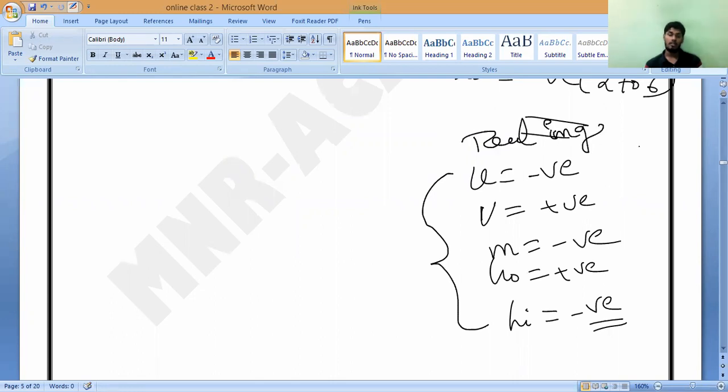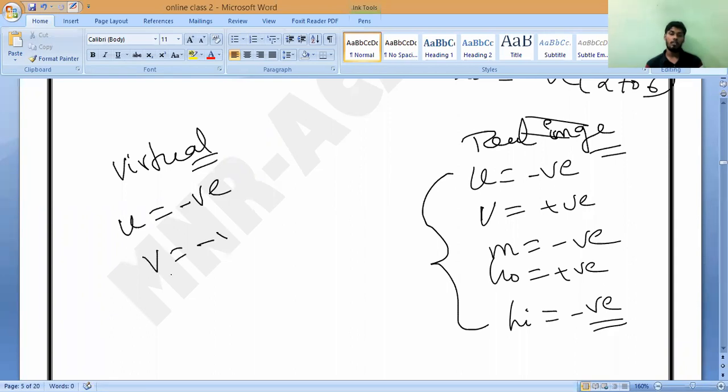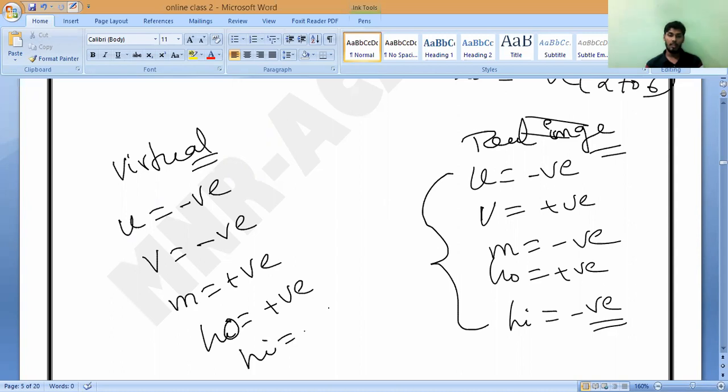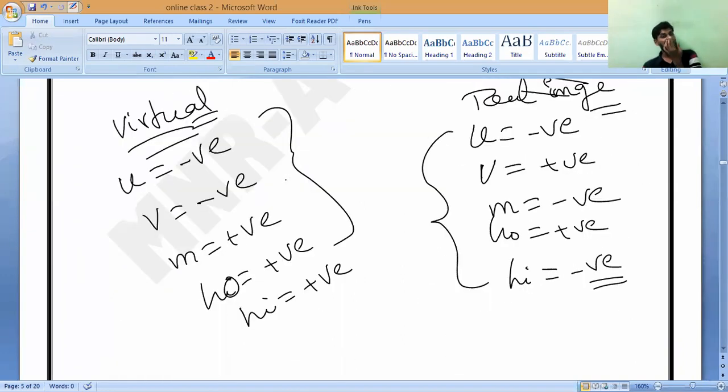Understand? Virtual image, you tell the sign convention. Object distance is negative. Image distance is negative. Next, magnification is always positive. Height of the object is always positive. Height of the image is always positive. So this is the sign convention for a virtual image. That's all. If you remember this, you can solve anything. So this is called the new Cartesian sign convention of a concave and convex lens.